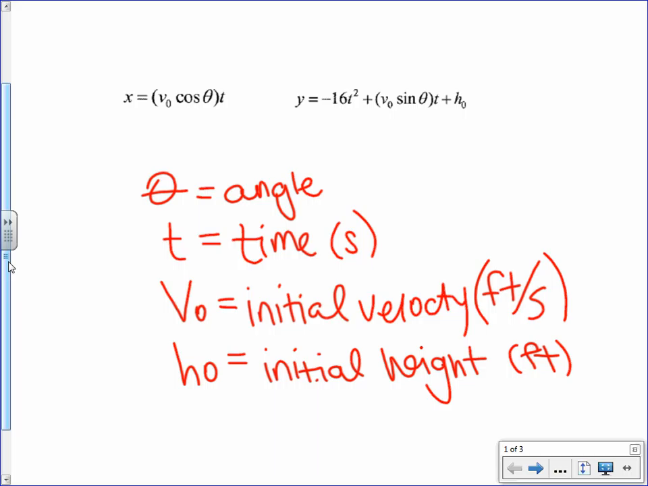Okay? So we're going to look at an example together, and we're going to look at a lot of different pieces and talk about how to find each of them. Please keep in mind our X equation is our horizontal movement, our Y equation is our vertical movement. Okay? If we were to graph this, what would it look like? It would look like a parabola. Very good.